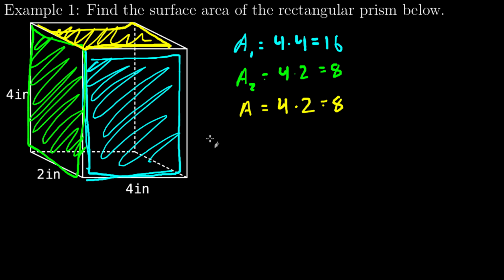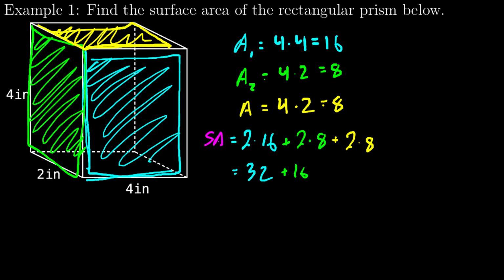And now I just go through and say, all right, my surface area, well, this blue face shows up twice, once on the front, once on the back. So that's going to be 2 times 16. This green face shows up twice, once on the left, once on the right, so that's 2 times 8. This yellow face shows up twice, once at the top, once at the bottom, so that's 2 times 8 as well. And 2 times 16 is 32. 2 times 8 is 16. 2 times 8 here is also 16.